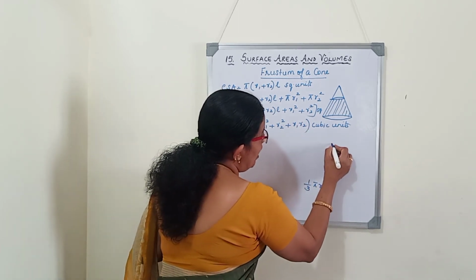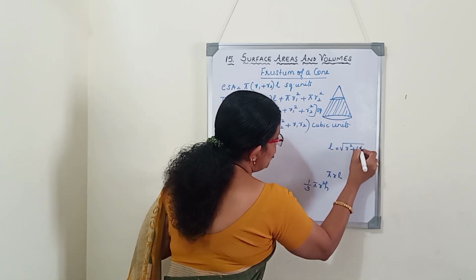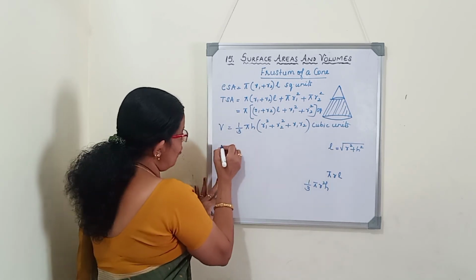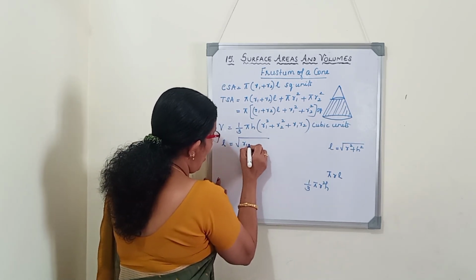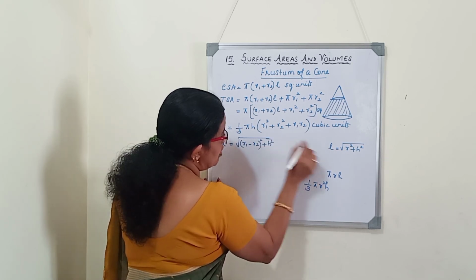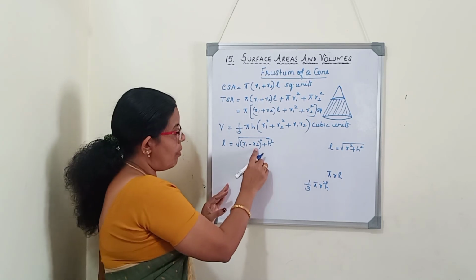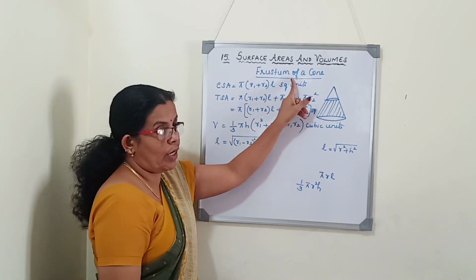And slant height of the cone L is square root of r square plus h square. To find the slant height of the frustum of a cone, the formula is L equals square root of r1 minus r2 the whole square plus h square. So instead of r square, we will write r1 minus r2 the whole square. So these are the formulas of the frustum of a cone.